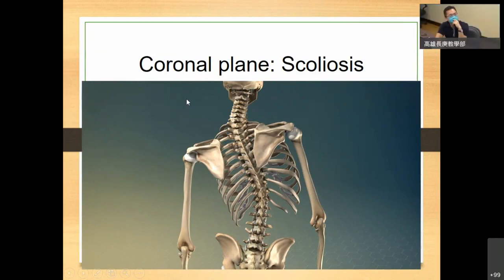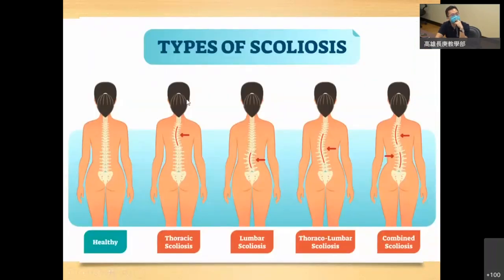Okay, so the next is the coronal plane. We use the term scoliosis when we describe a deformity in the coronal plane. So if you use scoliosis, that means you describe the coronal plane. You should not use scoliosis to describe a patient with hyperlordosis or hypolordosis. Okay, so there are many types of scoliosis.